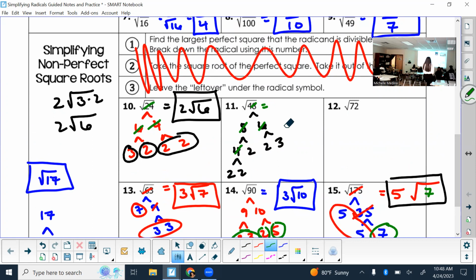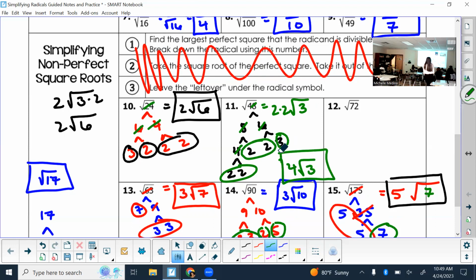In my prime numbers, do I have any pairs? I have 2 pairs of 2. So for each pair, you write it once, and if you have multiple on either side, then you multiply them together. So for each pair, I write a 2. So 2 times 2, which will simplify. And I have a leftover 3 that goes under the radical. It didn't have a partner, so it doesn't escape. What's 2 times 2? So for number 11, it would have been 4 radical 3. Questions on 11?